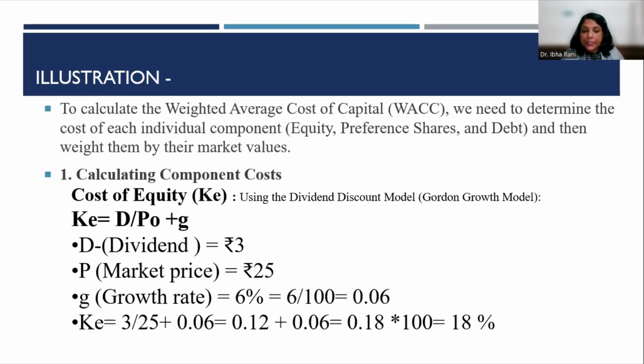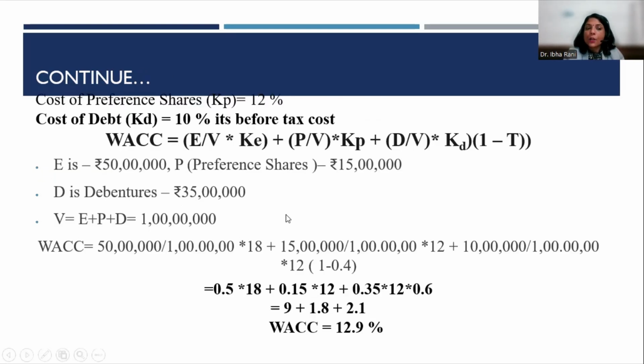Here the dividend given is 3 rupees, the market price of the shares is 25, and the growth rate is 6%. So 6 by 100 gives you 0.06. Now cost of equity we calculate as 3 by 25 plus 0.06, which gives you 0.18. Always, when we are calculating the cost of equity capital or debt capital, it should be calculated in terms of percentage. That's why I have multiplied by 100, so that it gives the cost of equity capital in percentage, which is 18%. So the cost of equity capital we have calculated. The cost of preference shares, given in the question, is 12%, and the cost of debt is 10%. The interest you are paying to your debenture holders is 10%, which is the before tax cost.